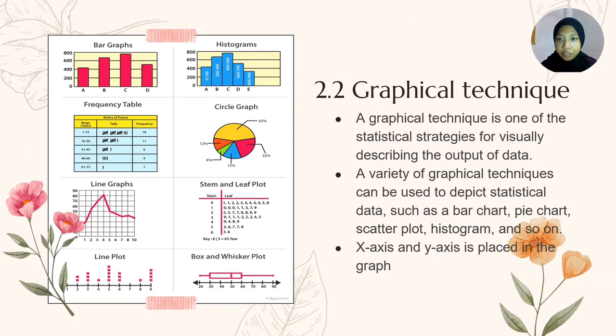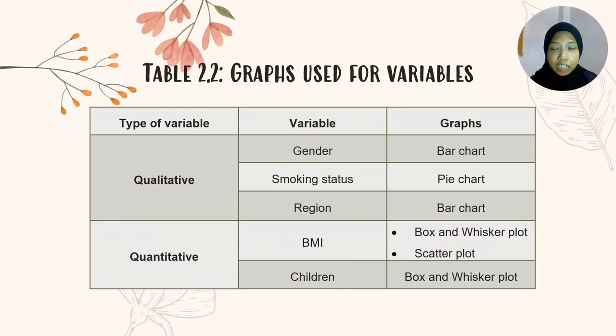So a variety of graphical techniques can be used, such as bar chart, pie chart, scatter plot, histogram, and so on. The x-axis and y-axis are placed in the graph. Here is the table of graphs used for the variables we have, which we divided into qualitative and quantitative. For qualitative, the variable gender has a bar chart, smoking status is a pie chart, and for region we have a bar chart. And for quantitative, for BMI we have a box and whisker plot and a scatter plot, and also the children variable, which is the age, is given in a box and whisker plot.